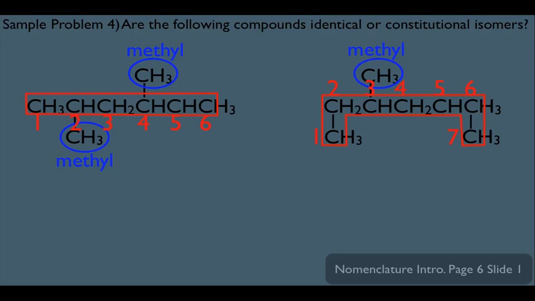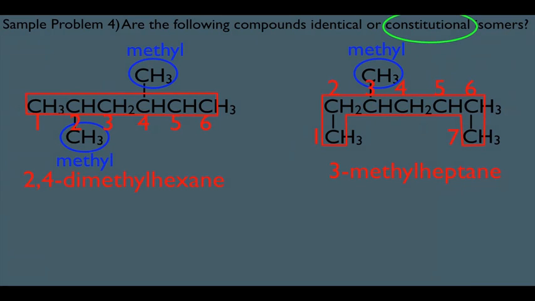Now, step back and notice both of these molecules do have the same number of carbons, and they have the same number of hydrogens. However, the molecule on the left is 2,4-dimethylhexane, and the molecule on the right would be 3-methylheptane. So, these molecules technically have the same number of atoms, but different connections, and that's why they are called constitutional isomers.